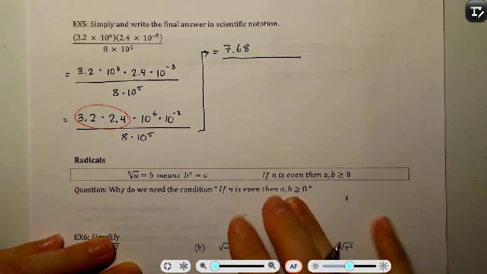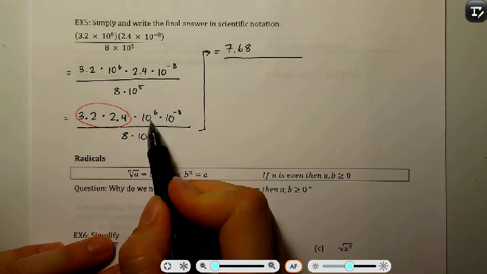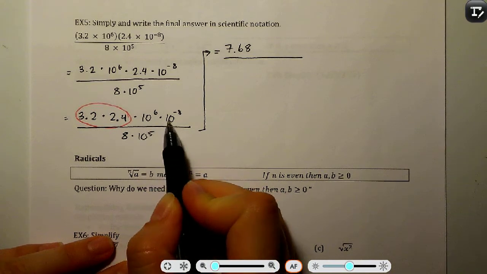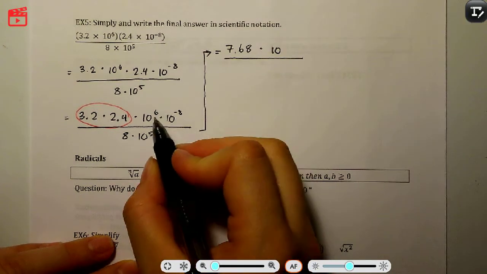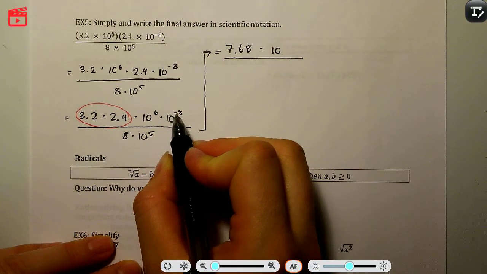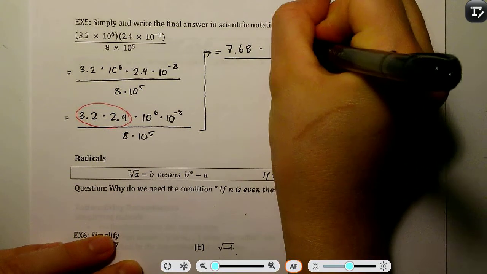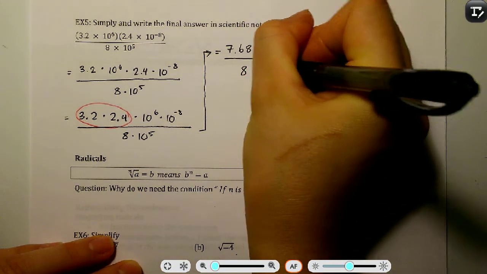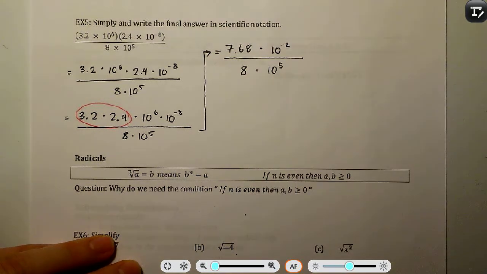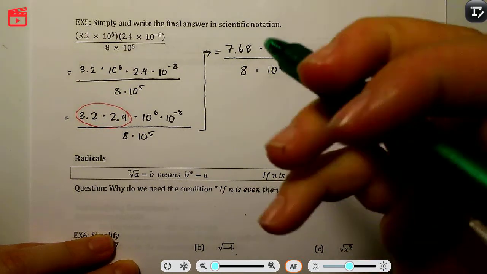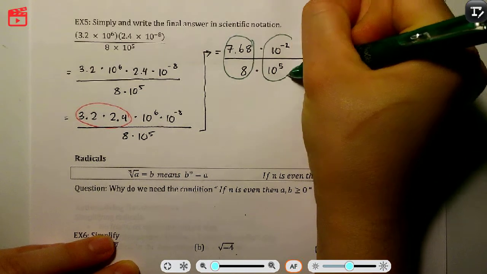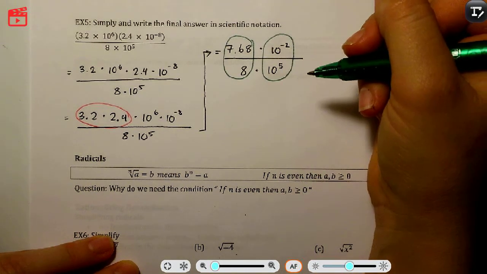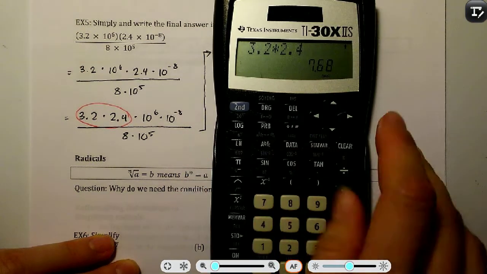All right, and then notice, right here, we have rules of exponents going on. Keep the base and add the exponents. So the base is 10, and we're adding the exponents 6 plus negative 8, which is going to be negative 2. And on the bottom, we still have that 8 times 10 to the 5th power. Now I'm going to focus on the number parts together, and then the exponent parts.